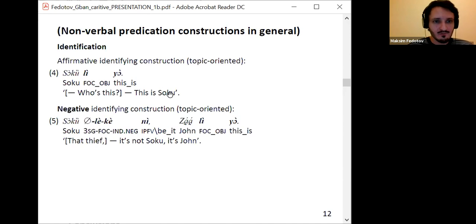Who's this? This is Soku. It's a topic-oriented identifying construction. So normally it is used without the first thing which is identified. It is just omitted because it's given in the topic. So as for the person under discussion, this is Soku. Or that thief that we're discussing, it is also not expressed in the sentence. It's not so cool.